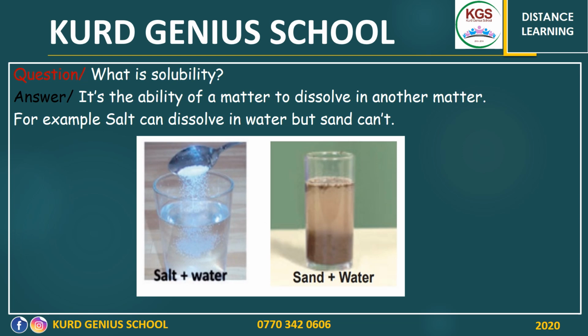So this means, just like in the picture, the salt and water both have a very high solubility, but the sand and water don't. So this is what solubility is. It's the ability of a matter to dissolve in another matter. It's the ability of the salt to dissolve in water. So this means that the salt and water have a very high solubility.